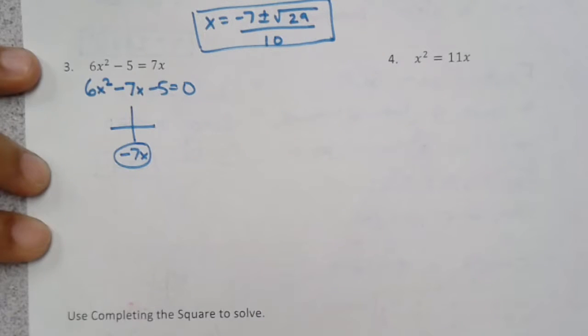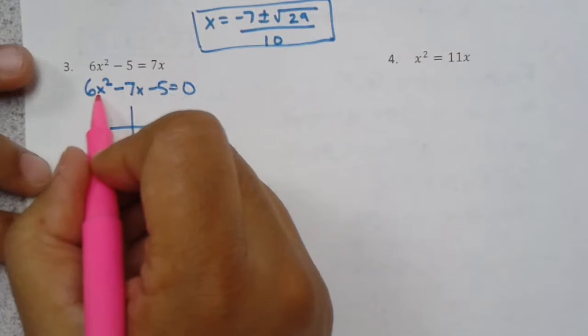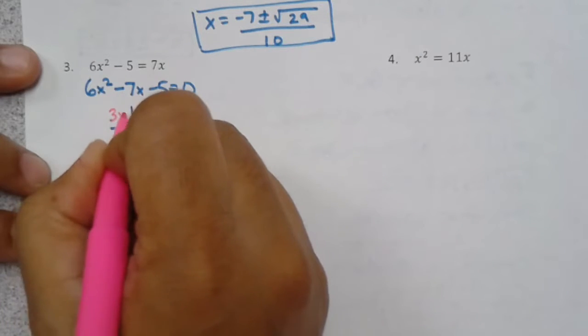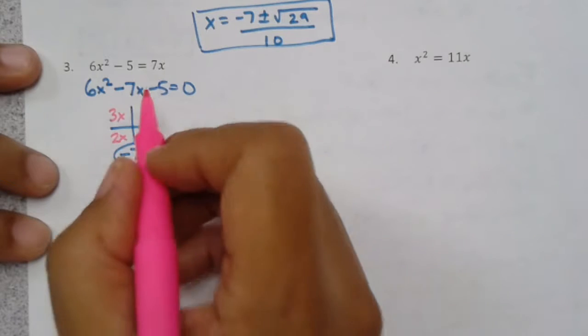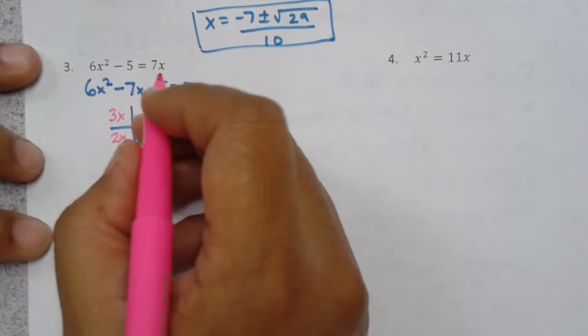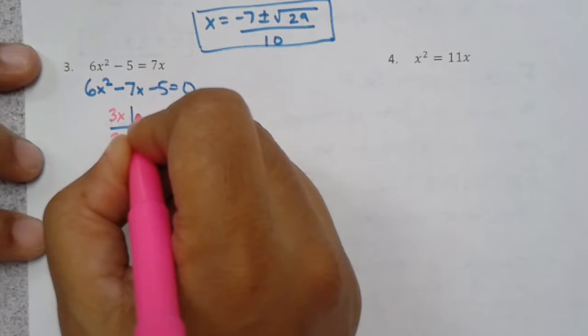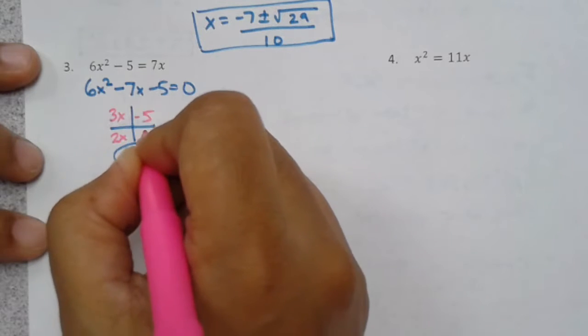All right, let's see. What two numbers multiply to get 6x squared? Well, let's try 3x and 2x, right? It's all guess and check, and we have to see if it works. What are the two things that multiply to get 5? Negative 5, I should say. Let's try negative 5 and 1.